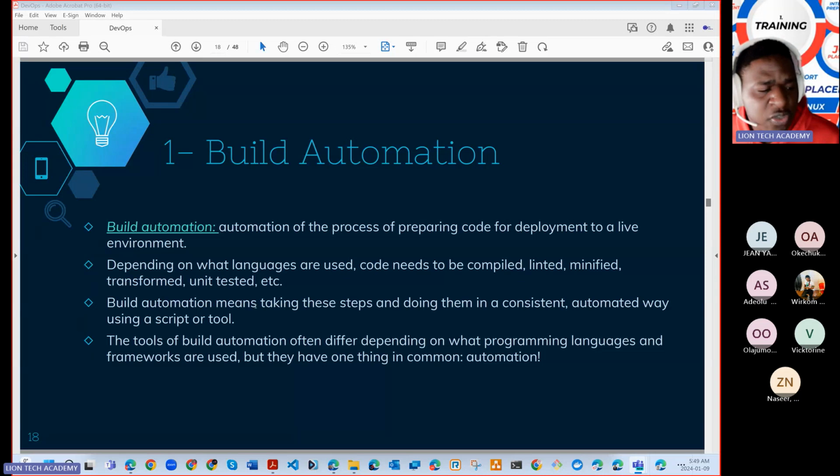But build automation is one of the practices that as DevOps engineers, we are going to be required to implement for our organization. So when you get hired, the expectation of the company is that you are going to help them to implement build automation. Build automation is part of what we call CI/CD, but let's discuss what it's all about. Automation of the process of preparing code for deployment to a live environment.